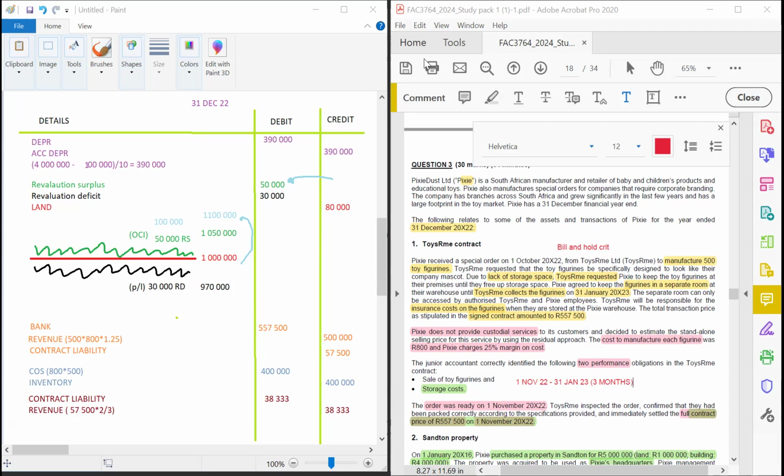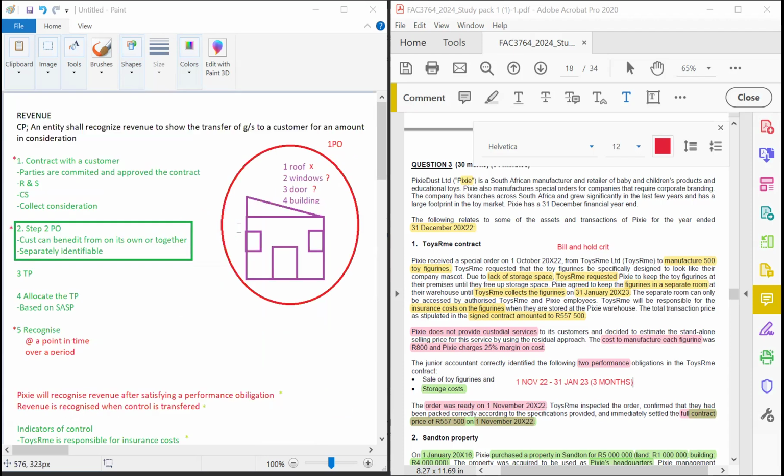Sorry, just one final question. I got a bit confused when you were doing the house example. There we were trying to find out the difference between a promise and a performance obligation. Within the house, there are four promises that you spotted: the roof, windows, door, and building, right? I understood that the roof and the building can't operate on their own. They need the other stuff in order to be a full thing, right?